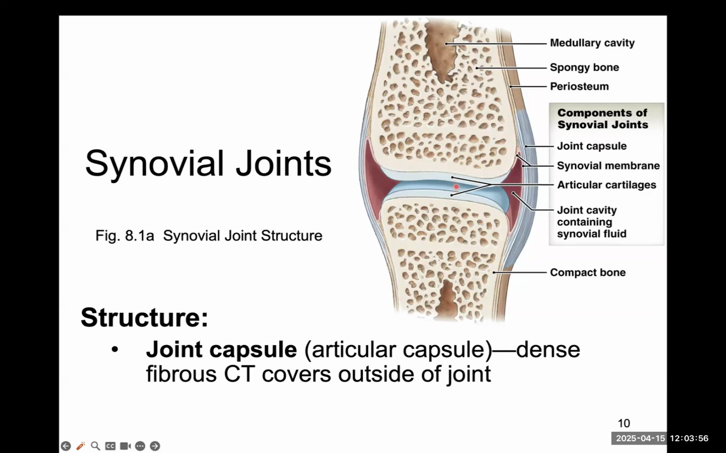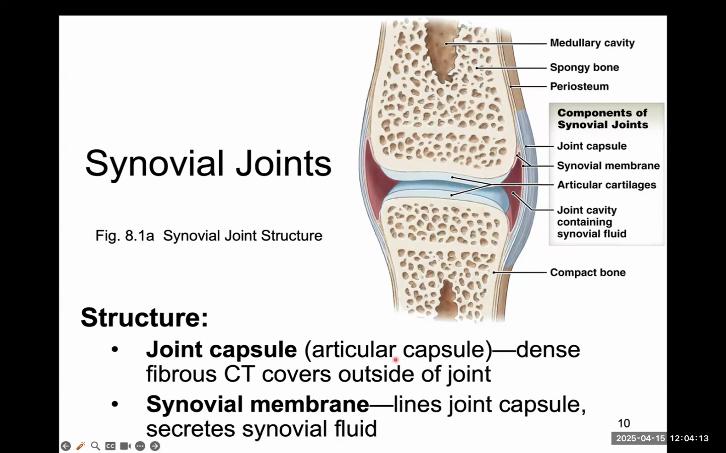And then the synovial membrane secretes the synovial fluid, which ends up on the inside of your joints. That's where you're going to have synovial fluid. So the synovial membrane lines the joint capsule and secretes synovial fluid. That fluid is going to be very, very clear and very slippery.